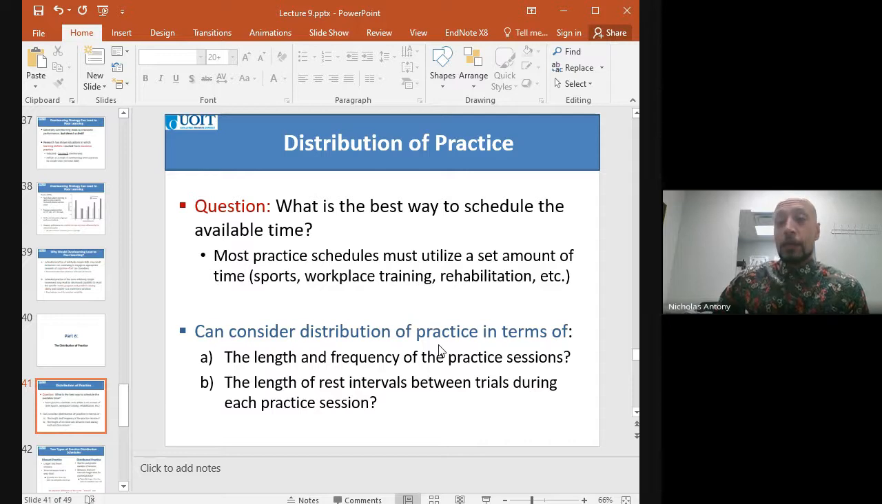So the next question there in terms of practice is how to distribute a practice. So what's the best way to schedule a practice given that you only have a certain amount of time? So is it better to have less frequent and longer practice, or more frequent or a larger number of smaller practices?